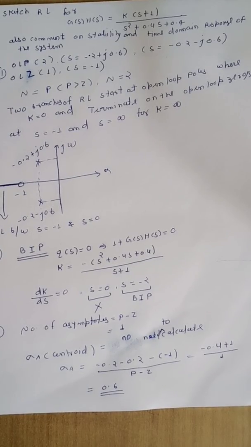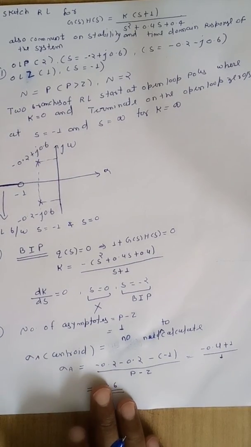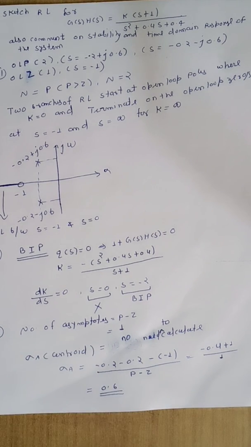Everyone. Now let us see the next numerical for the root locus. According to the numerical, we want to plot the root locus for the given open loop transfer function, and also comment on stability for the system and time domain response for the system.